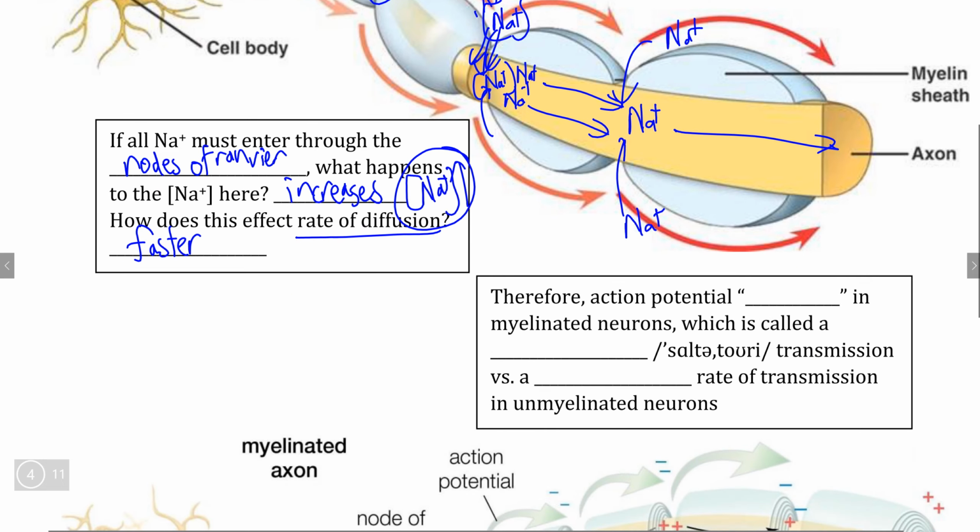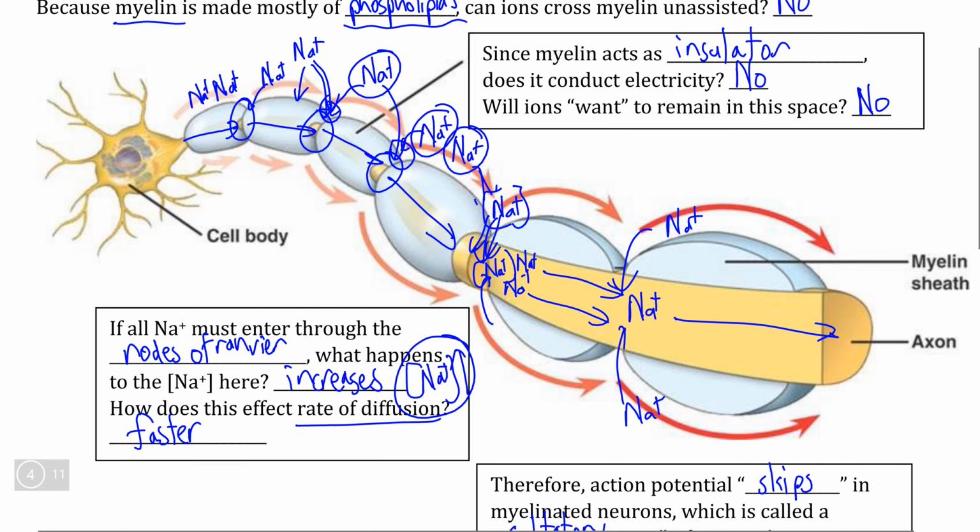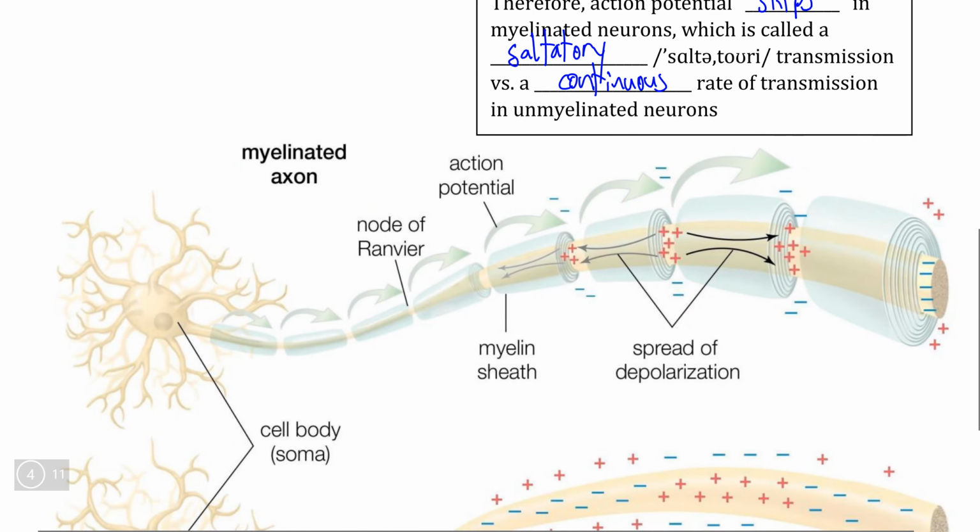And this is why action potential is said to skip between each of the nodes of Ranvier, which is what we call saltatory transmission, versus a continuous rate of transmission that exists within a non-myelinated neuron. And again, this is why the transmission not only moves faster, but moves in a discontinuous motion of quick skips rather than a slow and continuous transmission from the cell body to the end of the axon terminus without myelin.